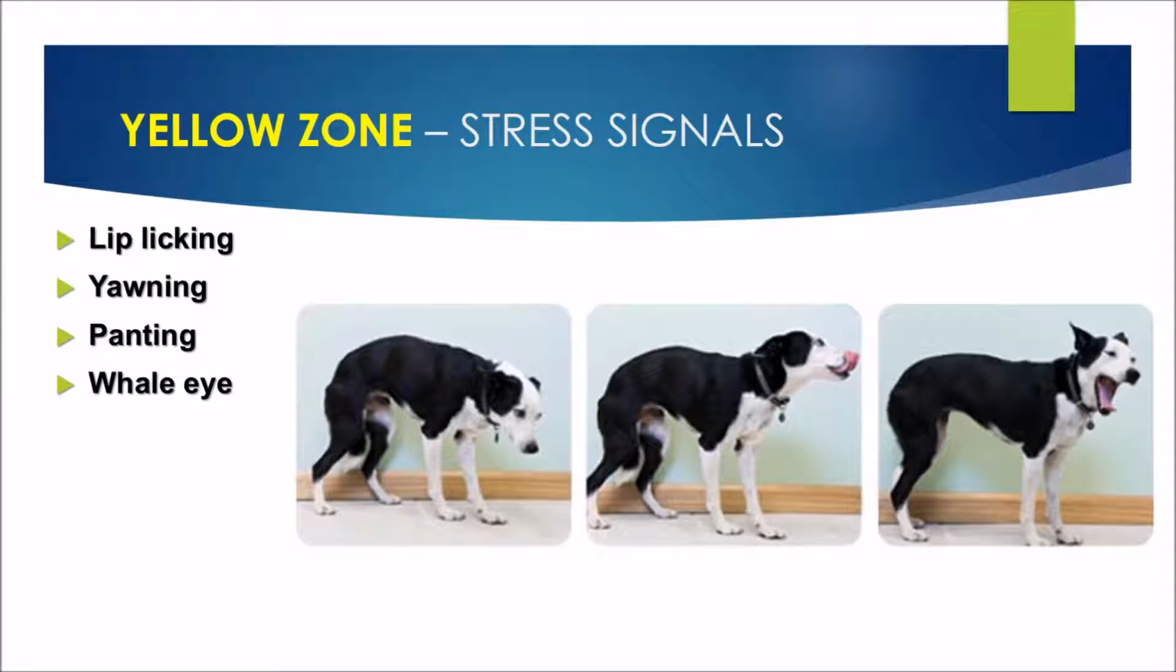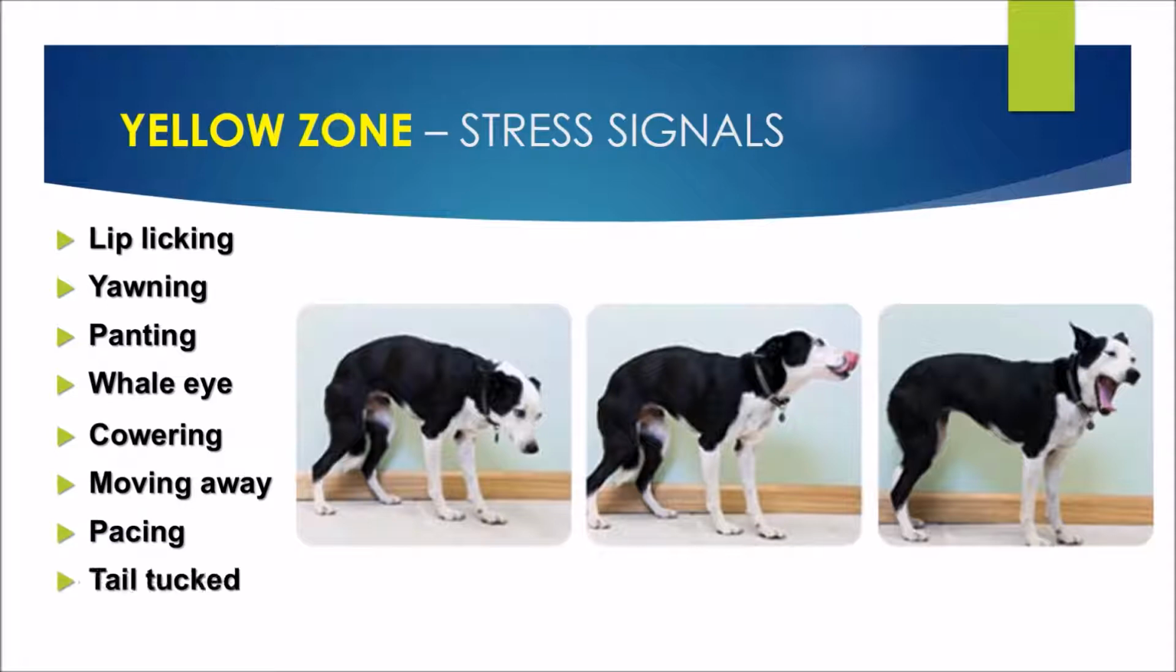They can also get what we call whale eye. This is where we can see the white rim around their eye. They're in conflict at this stage. They're looking at something that they perceive as a threat, but at the same time, they're trying to move their body away from it. And then we've got cowering, moving away, pacing, and their tail really low.